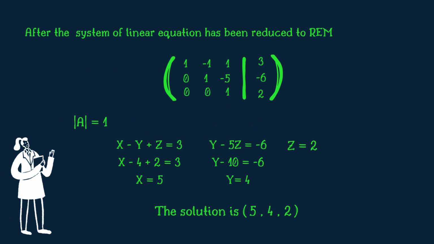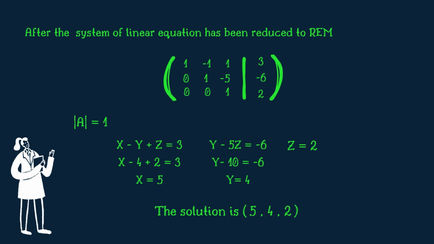Lastly, this is a solution to our problem statement. The determinant is equal to 1, hence it has a unique solution. After the system of linear equations has been reduced to row echelon matrix, we can calculate the solution easily. The final solution we will get.